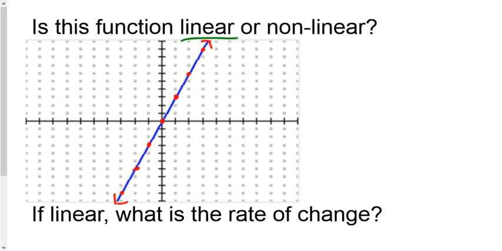Here we go. Linear, straight line. Choose any 2 points. So I'm going to choose this one and this one. I can go up 1, 2, 3 and over 1. So that's 3 over 1 or 3. Let's see if it holds true. 1, 2, 3 over 1. Yes. 1, 2, 3 over 1. Yes. My rate of change is 3.